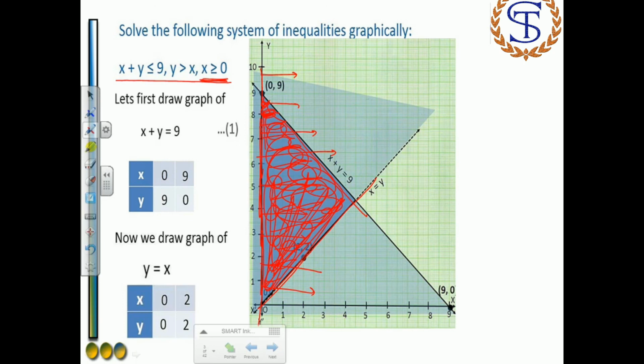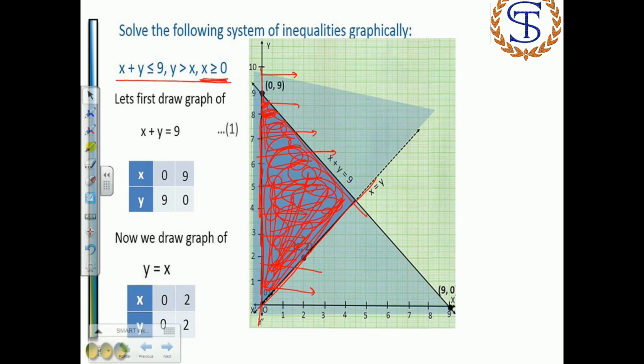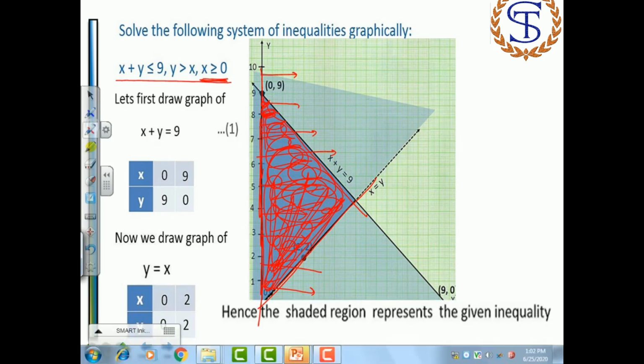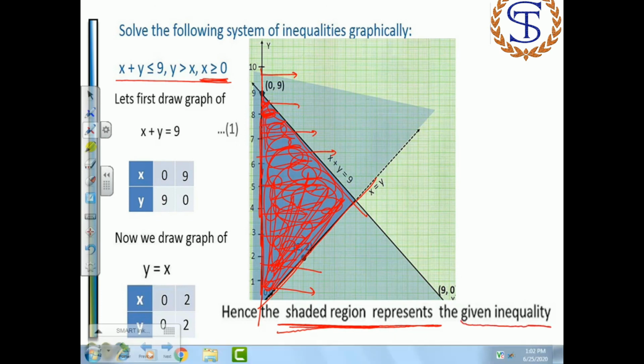Next, after this, let's see. Here, the shaded region represents the given inequalities. This shaded region gives us the solution of these linear inequalities.